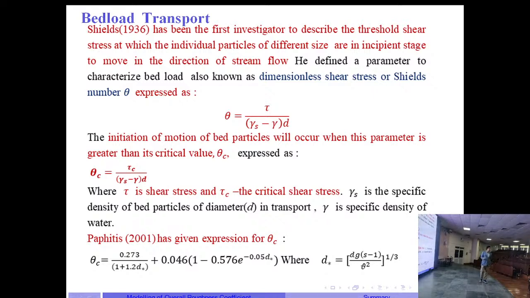And what is theta C? This is the critical value, meaning the shear at which the sediment just starts to move, at equilibrium. That happens at tau C, the critical shear, and from the critical shear we get the critical shear number, theta C. For theta C again, Paphitis 2001 developed a model, which has generally been widely adopted by researchers and engineers.